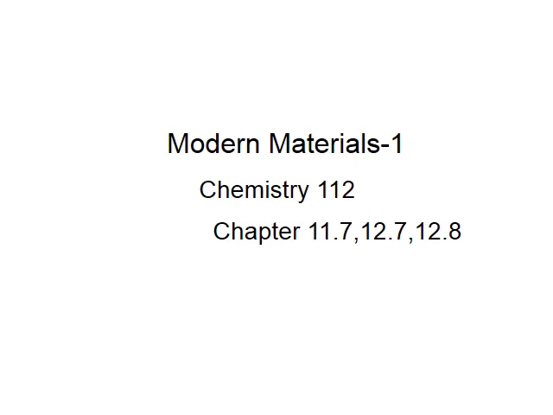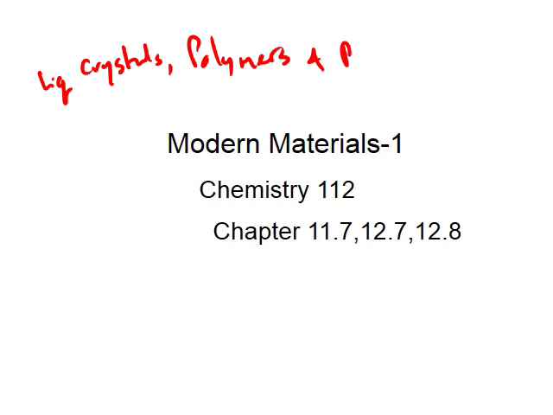Information on modern materials comes from three sections: Chapter 11, Section 7, Chapter 12, Section 7, and Chapter 12, Section 8. We split modern materials into two segments. In the first segment, we discuss liquid crystals. So let me write down liquid crystals, polymers, and biomaterials.